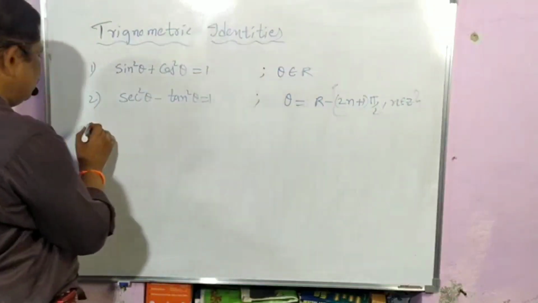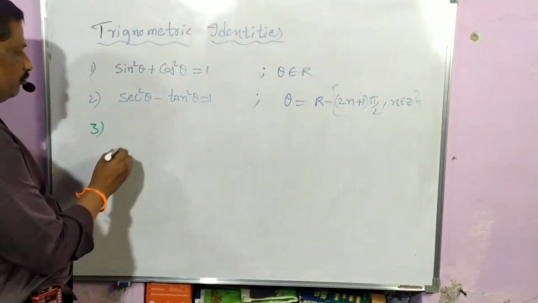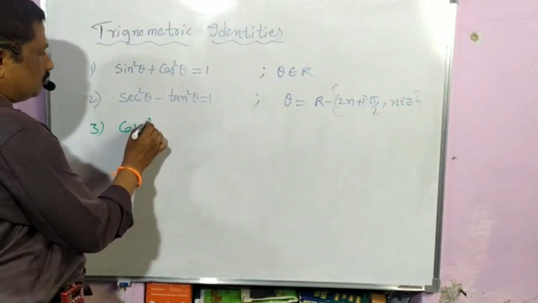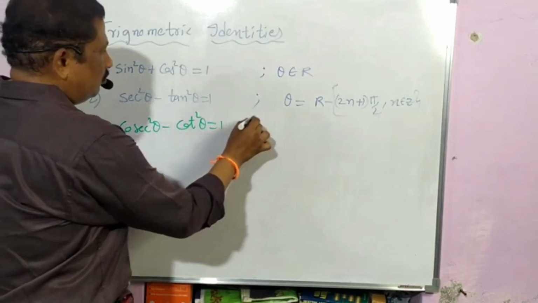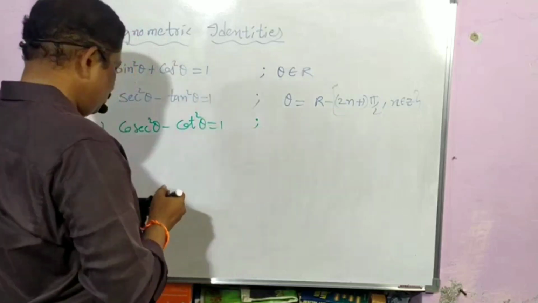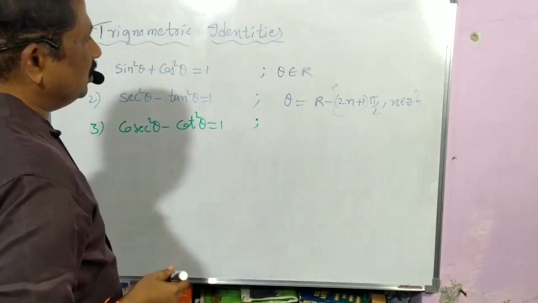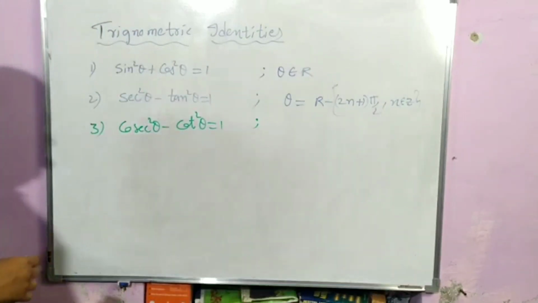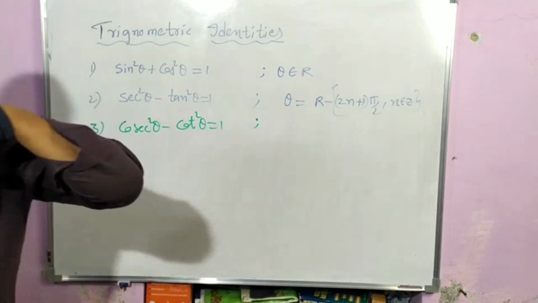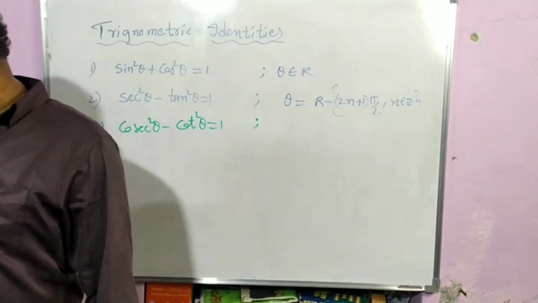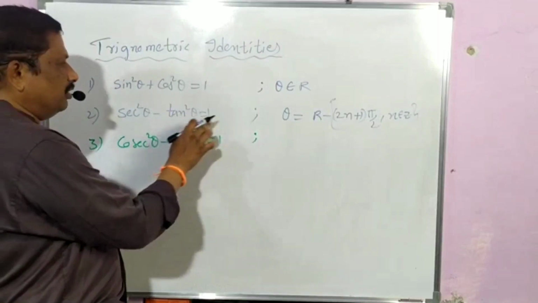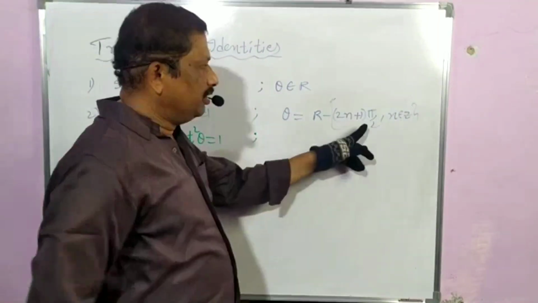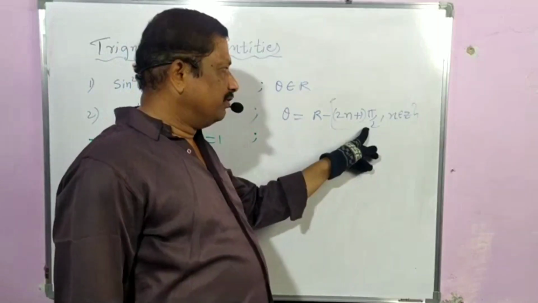Next, the third identity: cosecant square theta minus cot square theta is equal to 1. For the second one, tan 90 degrees is infinite, so it is not defined for 90 degrees, that is pi by 2 and its multiples. That's why we are remembering it.